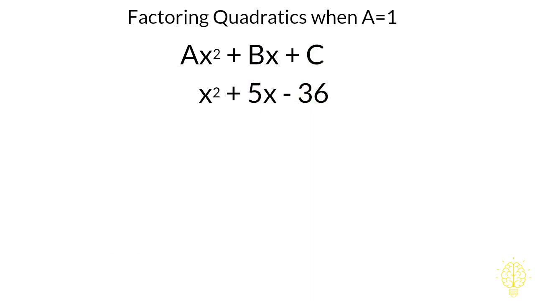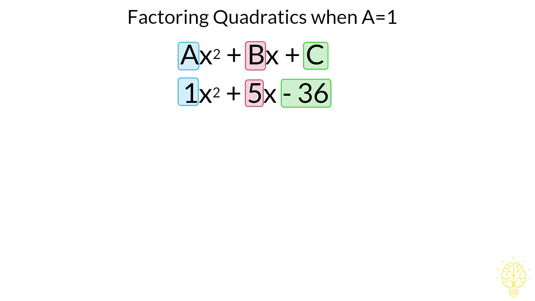Let's factor the quadratic x squared plus 5x minus 36. What's our a, b, and c here? Since there's not a number connected to the x squared, our a is just 1. The number by the x is 5, so our b is 5. And the number at the end is minus 36, or negative 36, so that's our c.